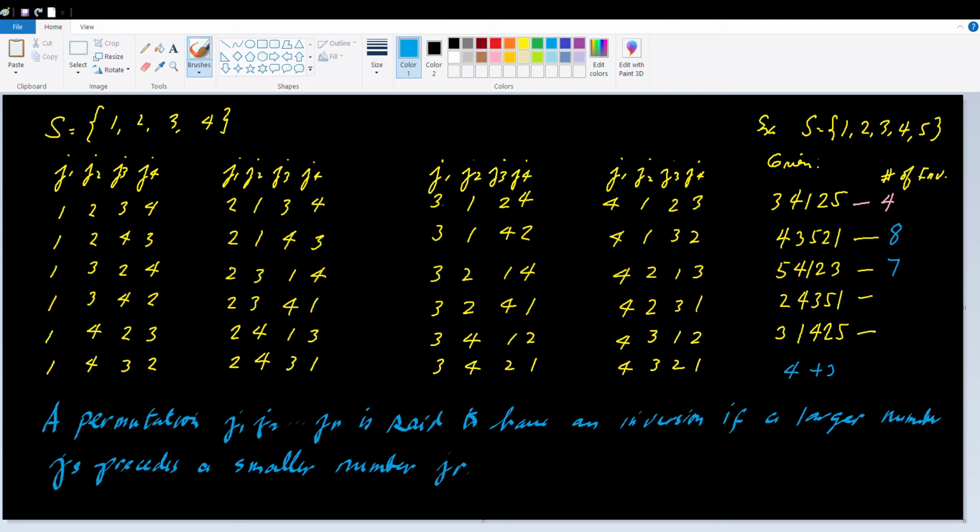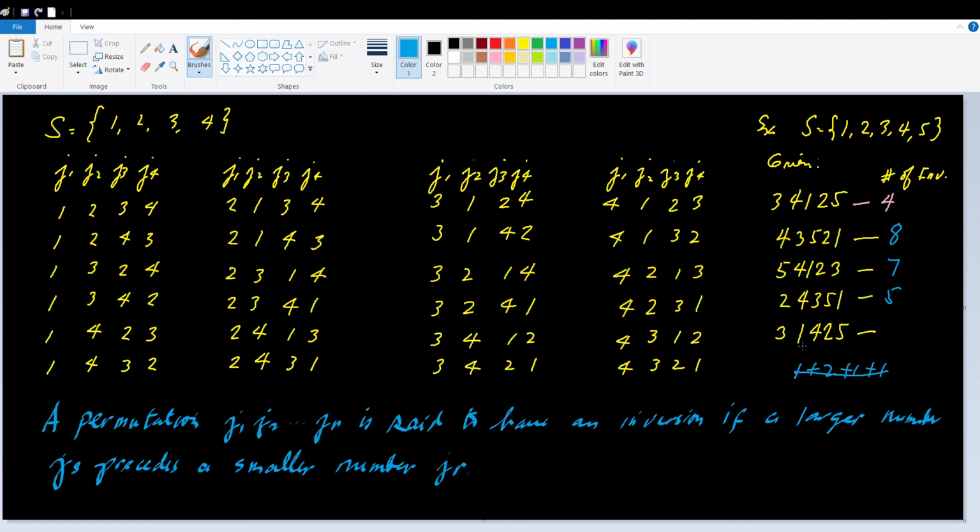Next, 2, 4, 3, 5, and 1. 2, 1, that is 1. 4, 3, and 4, 1, that's 2. 3, 1, that's another 1. 5, 1, another 1. So 1, 2, 1, and 1, that will give us 5.